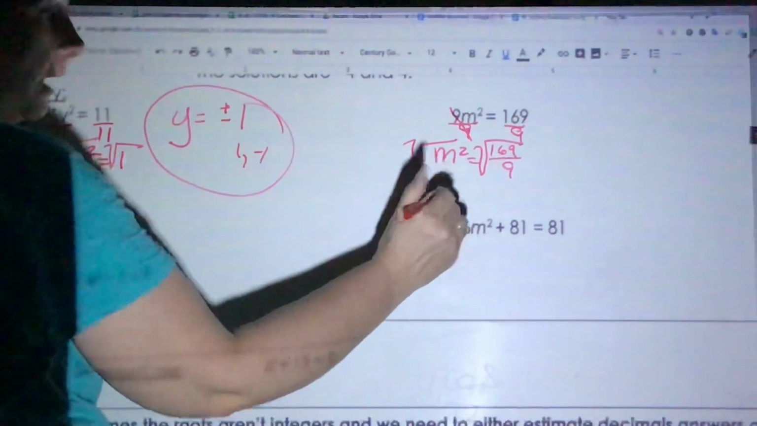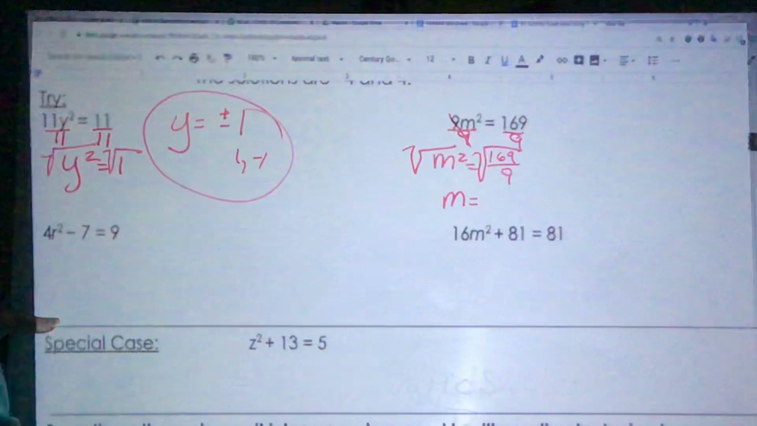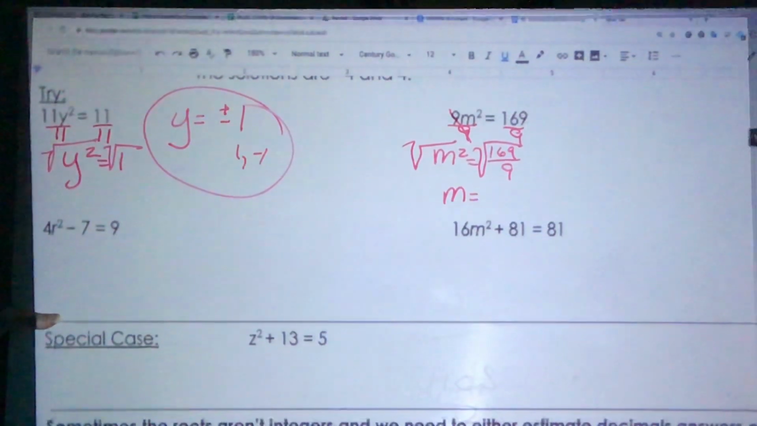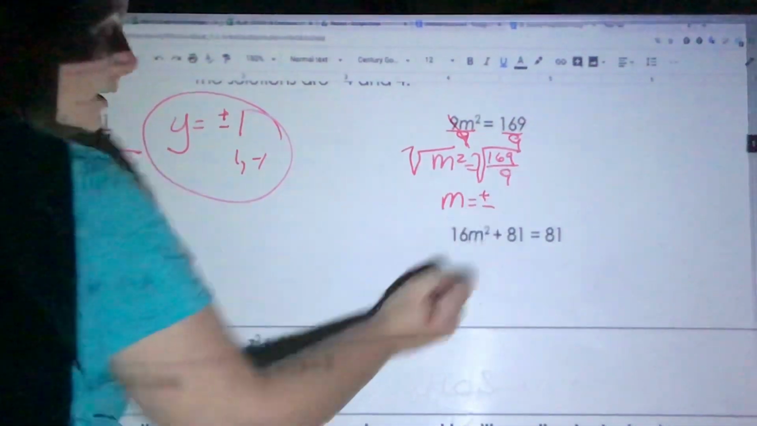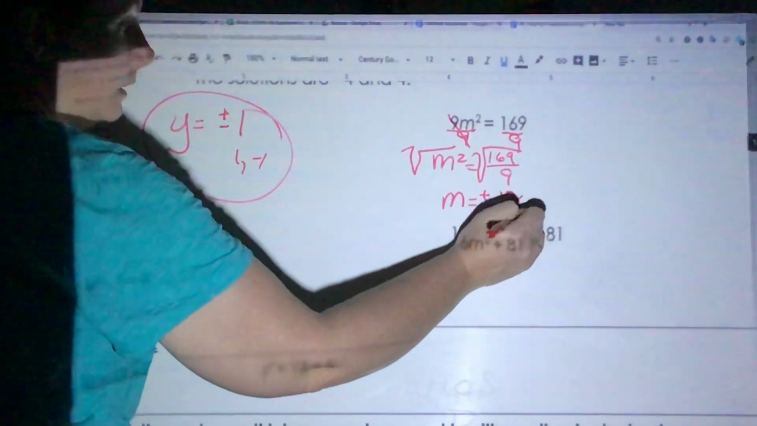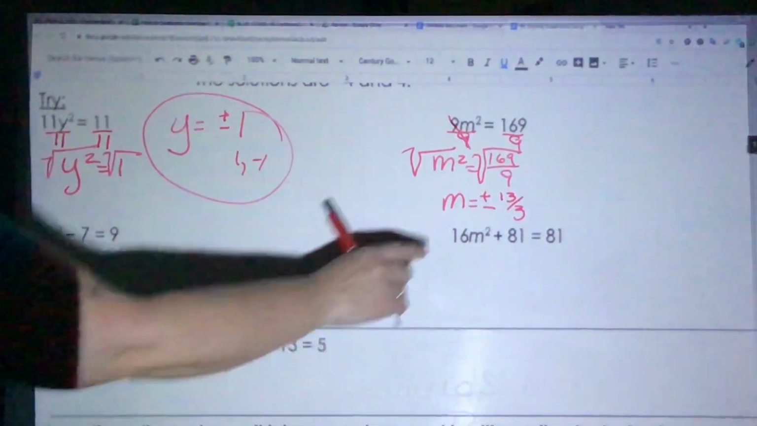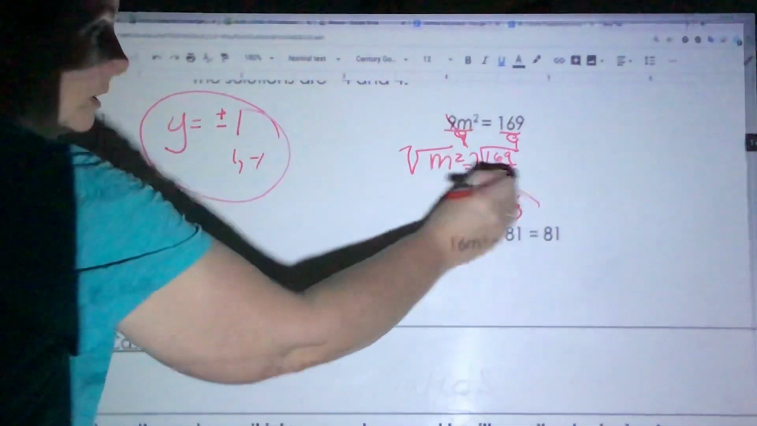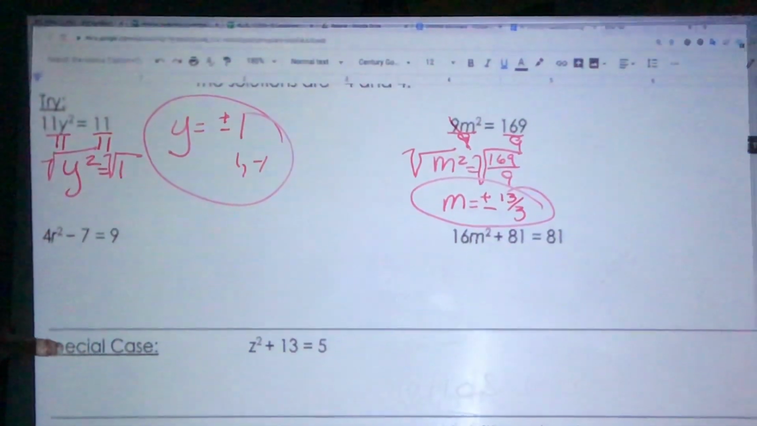The square root of m squared is just m. If you have a fraction inside, you're going to unsquare both the numerator and the denominator. So I know that m is going to be positive and negative 13 over 3. You do not need to change that to a mixed number. You can leave it as an improper fraction. So those are my two roots for that quadratic.